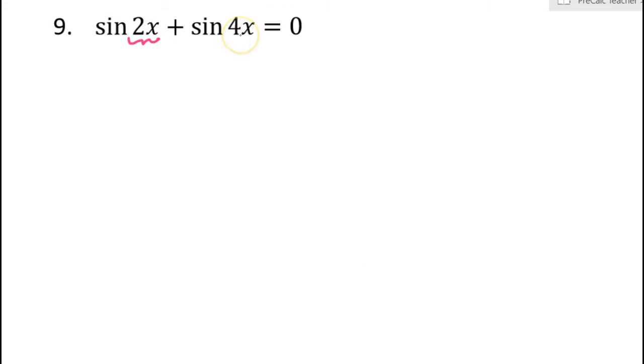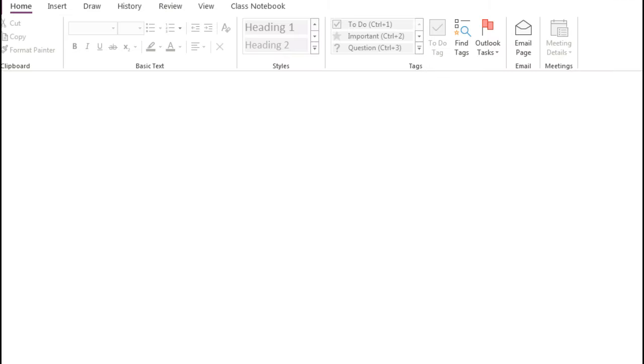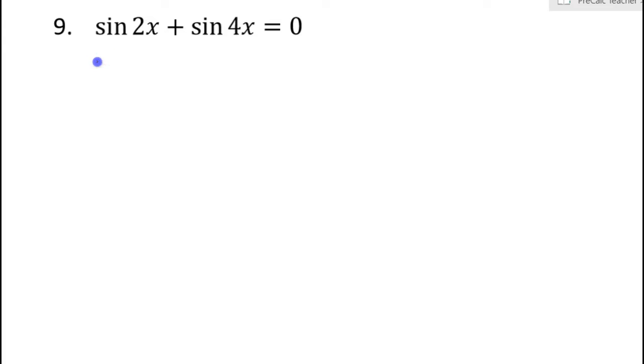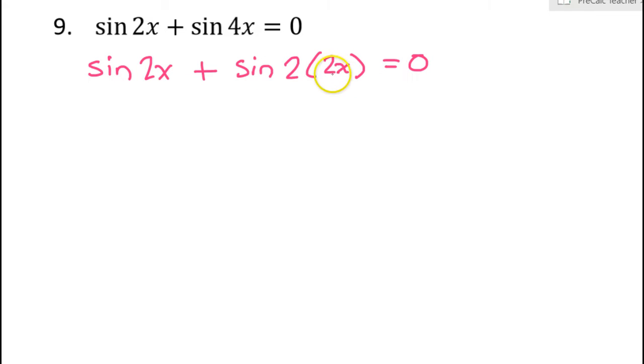Now the 4x I'm not so happy with. We don't have a formula for that. So the first thing that we have to do is rewrite this so that we can get a 2x out of it. And so here's my strategy. First I will keep the sine 2x the way it is. Now 4x, hopefully you can see that 4x is the same thing as 2 times 2x. 2 times 2x is 4x. So this is helpful because now I have the 2x in here.